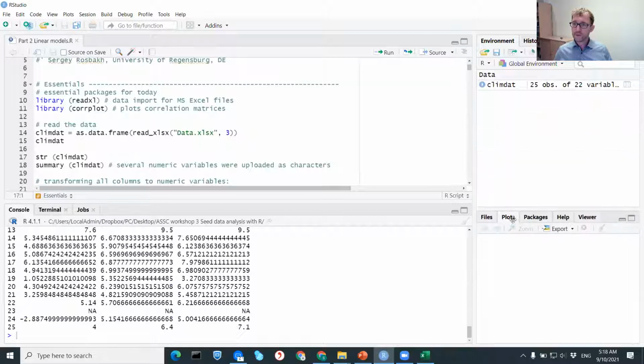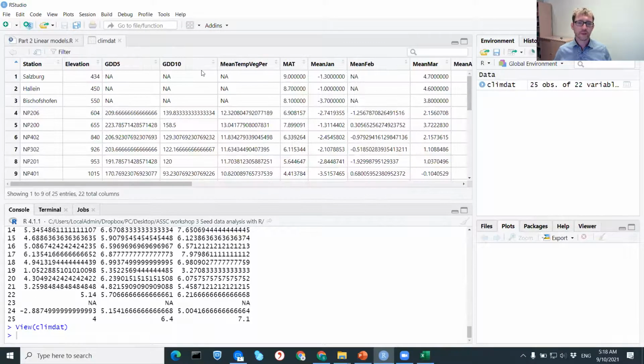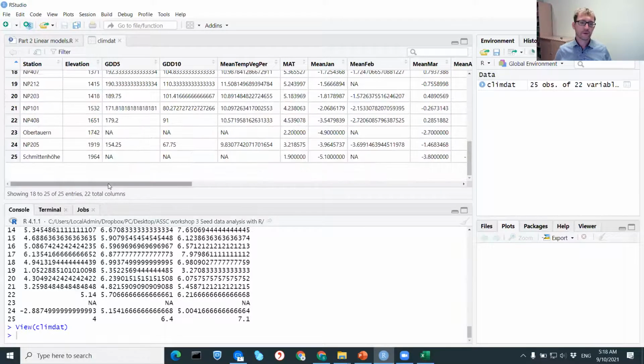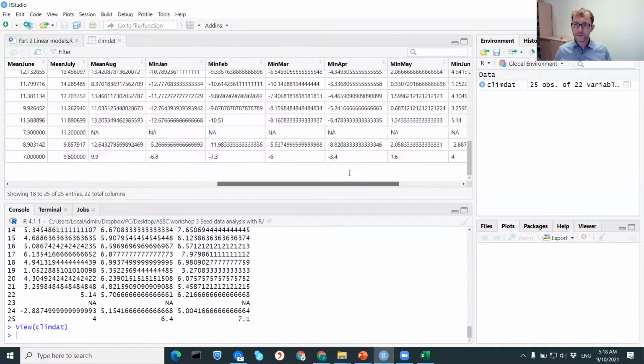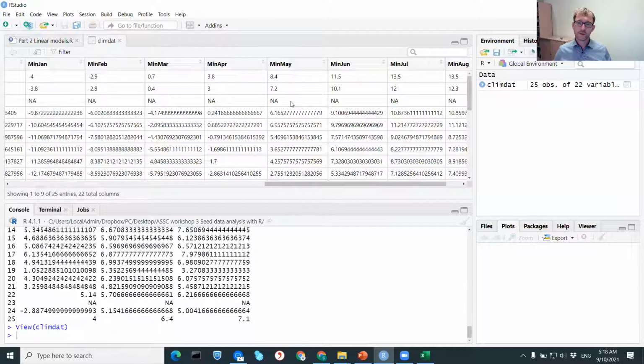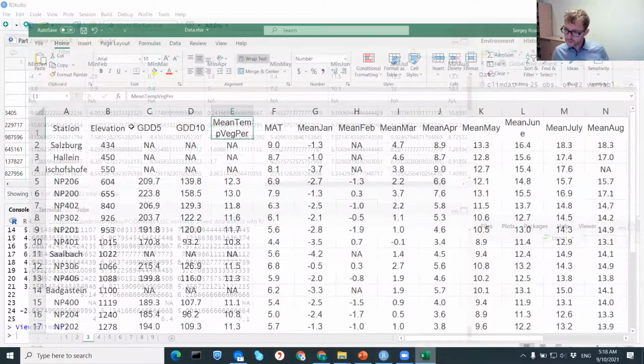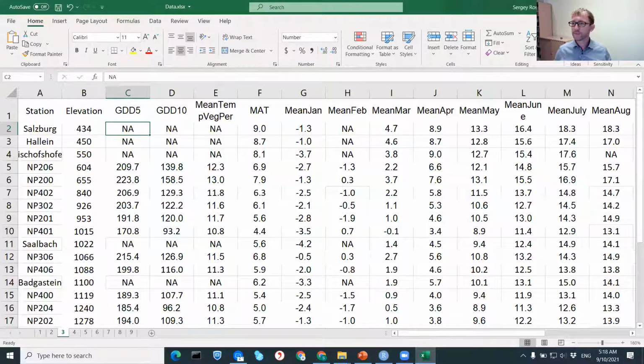Again, a short reminder, you can always click on this symbol here just to get an idea what you're dealing with. So you can see that everything was uploaded to the software more or less fine. You can also see that we have some missing data points here, which are always noted as NA, not available.